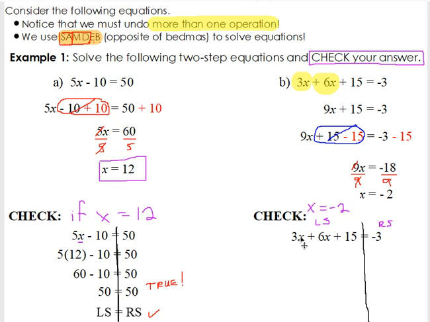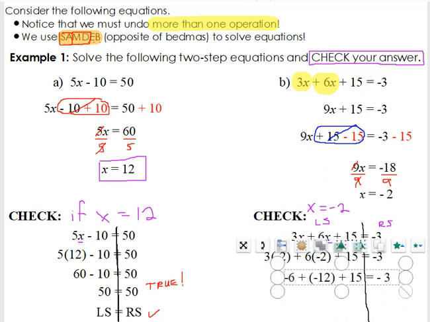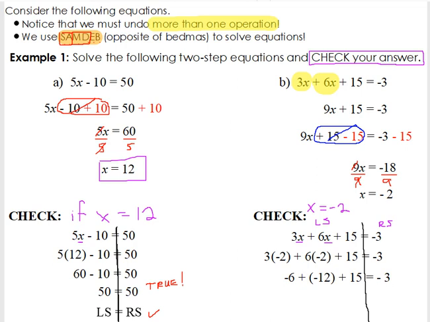But notice how there's two spots for x? Look at this. There's a spot there and a spot there. No problem. We're going to put in -2 each time you see an x. So 3 times -2 plus 6 times -2 plus 15. And on the right side, we got -3. So let's go ahead and simplify. We got -6 plus -12 plus 15.